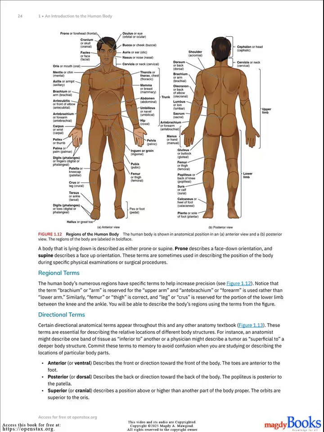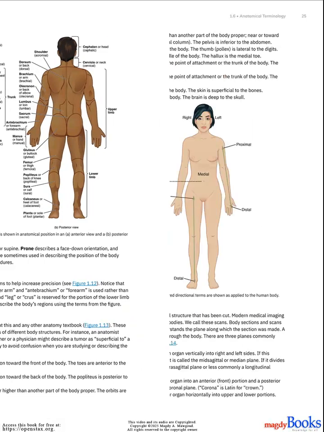1. Anterior, or ventral, describes the front or direction toward the front of the body. The toes are anterior to the foot. 2. Posterior, or dorsal, describes the back or direction toward the back of the body. The popliteus is posterior to the patella. 3. Superior, or cranial, describes a position above or higher than another part of the body proper. The orbits are superior to the oris.